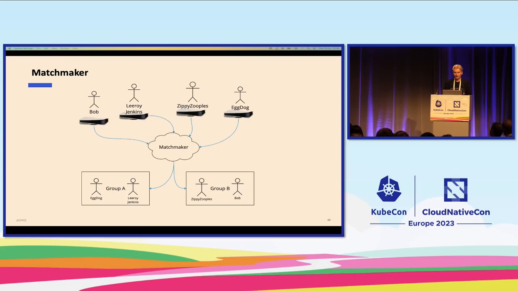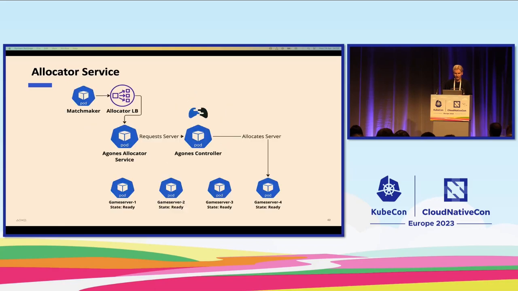But even then, if we're talking about global clusters all over the place, do we want the matchmaker talking to a Kubernetes API in all these different regions and having to integrate with them using RBAC or something? It's perhaps too complicated. So Agones has a way of exposing the bit you care about, the allocation bit, via a service, and this is called the allocator service. You can see it in the top left of the screen: we have the Agones allocator service, which in this example we put behind a load balancer.